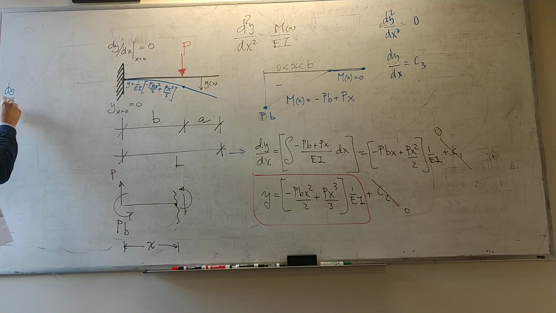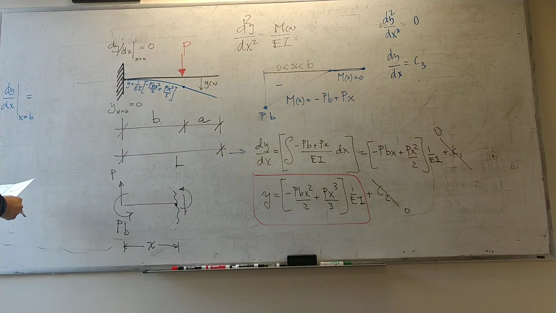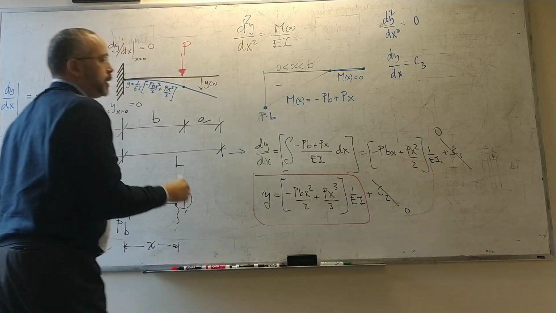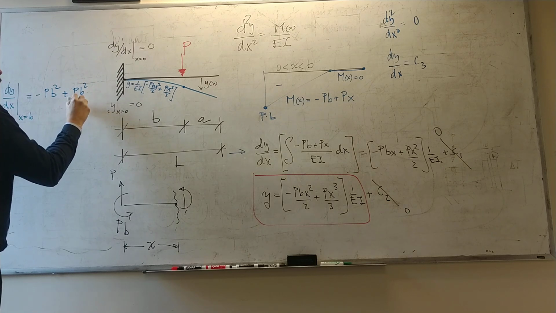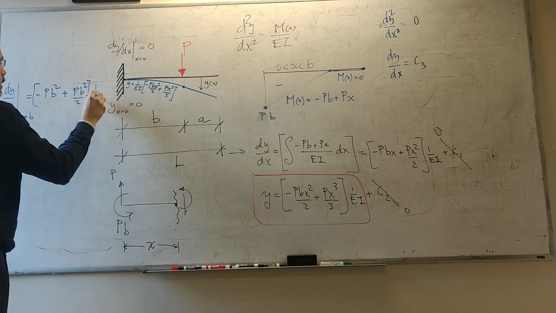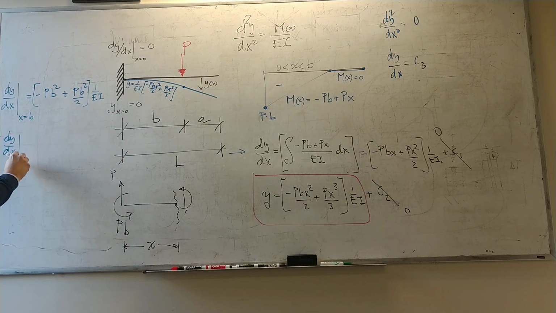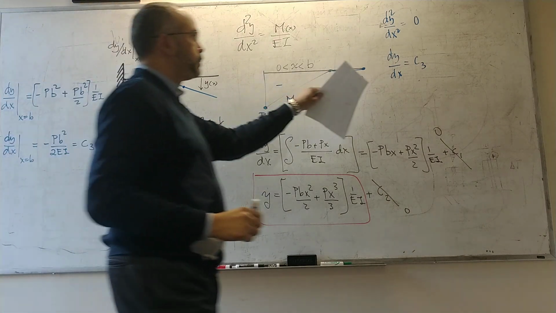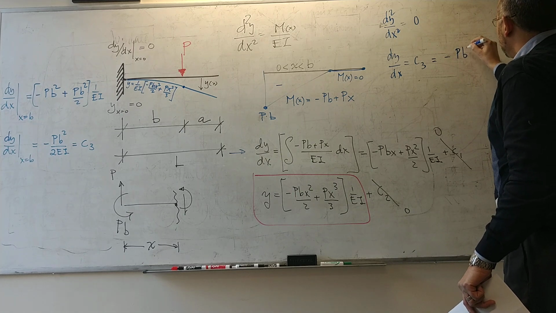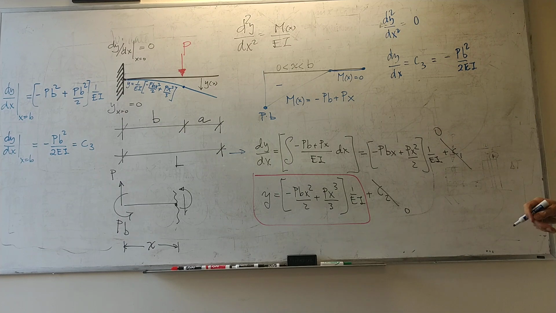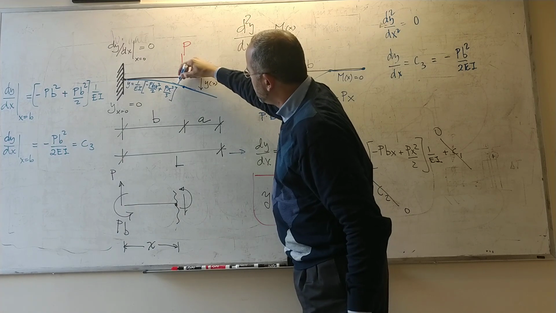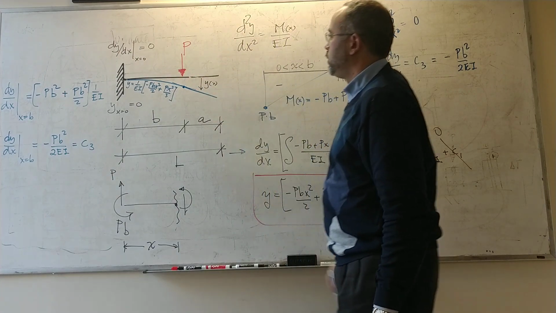And so the slope at x equals b equals minus Pb squared, because Pb times b, plus Pb squared over 2, divided by EI. So the slope at x equals b is equal to minus Pb squared divided by 2EI, and that is c3. Because of continuity, right? The slope at this point is the same at the end of that as at the beginning of the second segment.